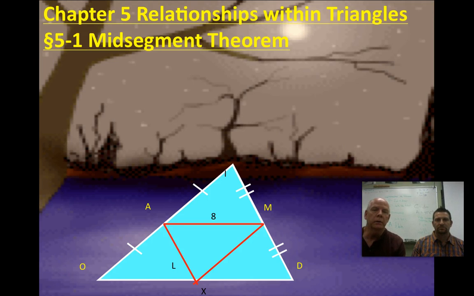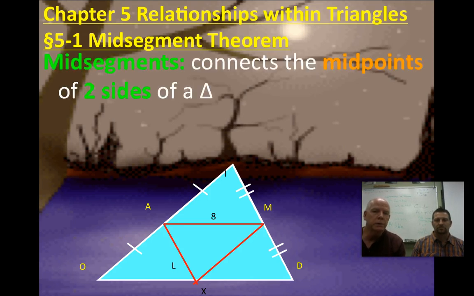So within that, of course, we need to define what a midsegment is. And so that's our first piece of notes here. A triangle is going to have three midsegments, just like it has three angles and three sides. The way you create a midsegment in a triangle is by connecting the midpoints of two sides of a triangle.